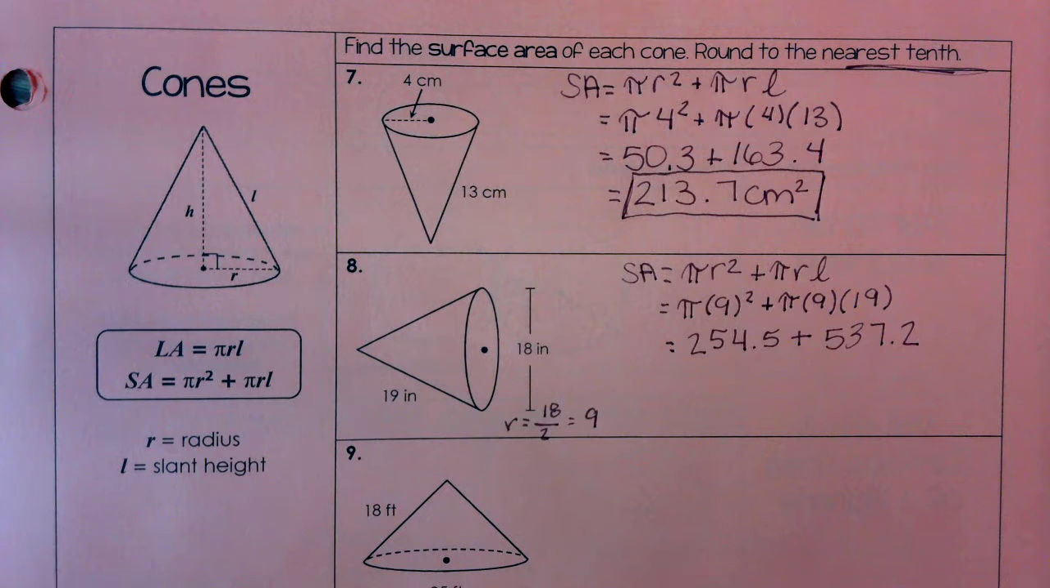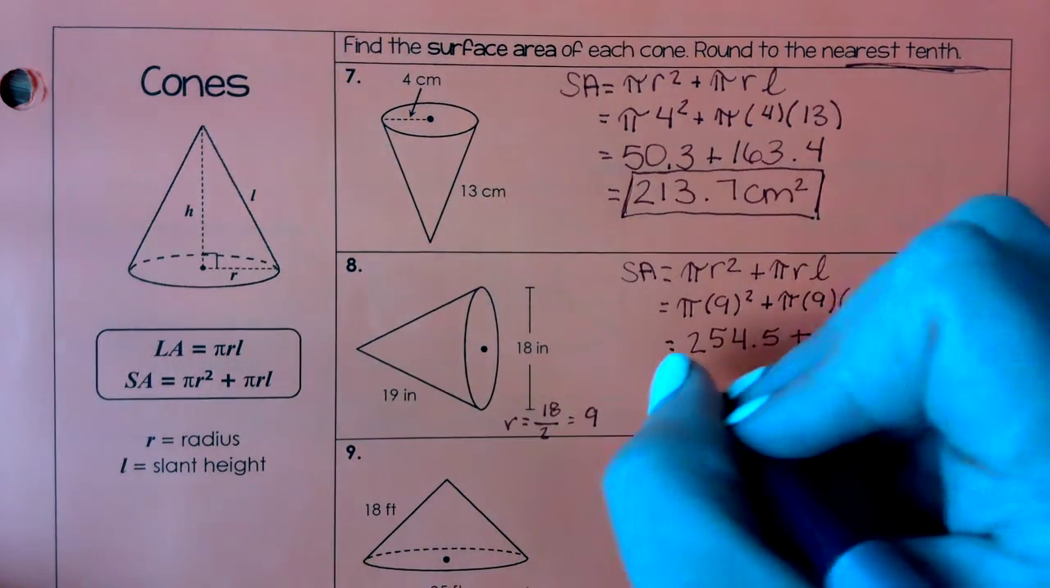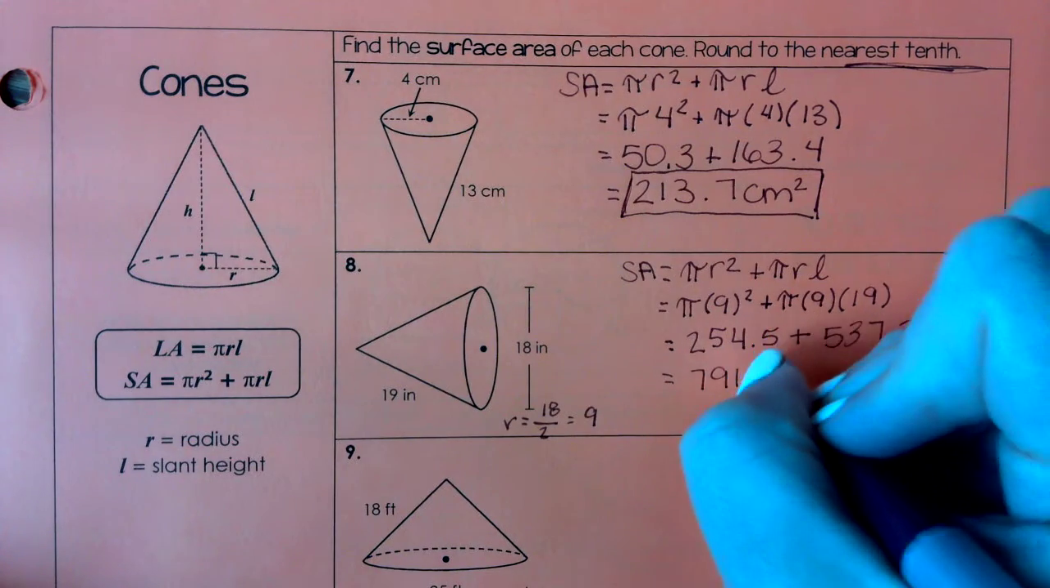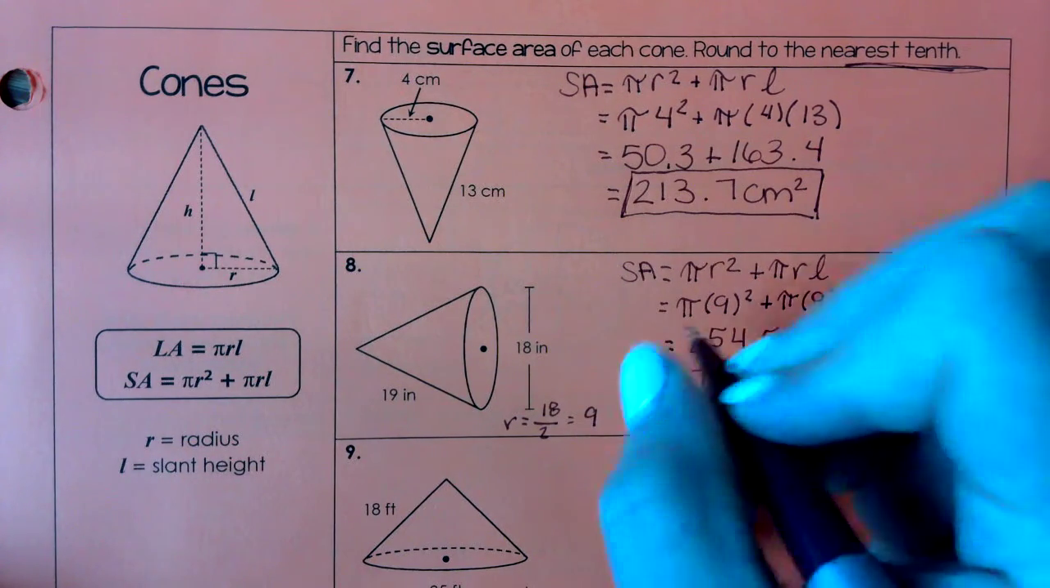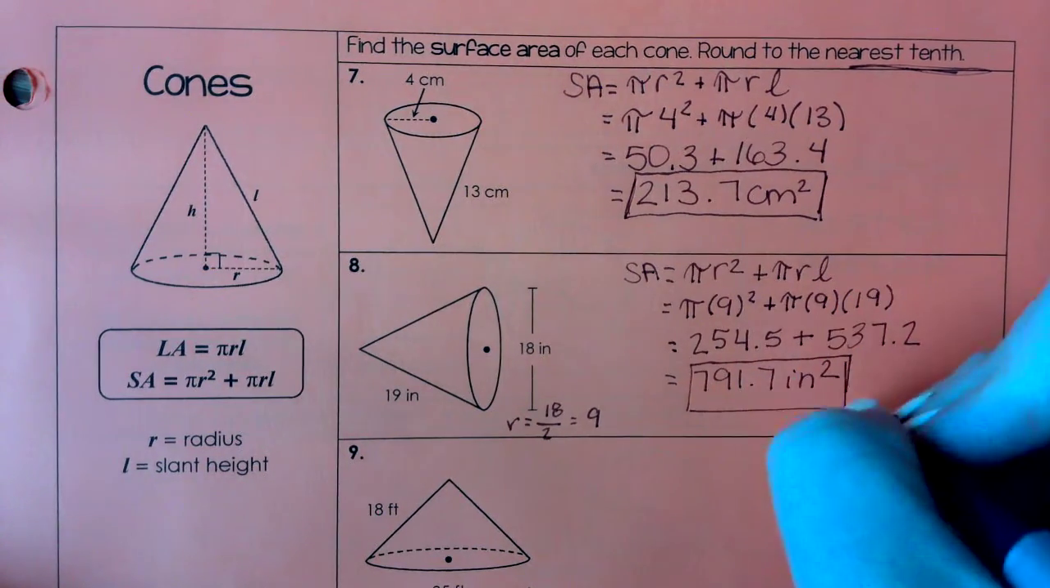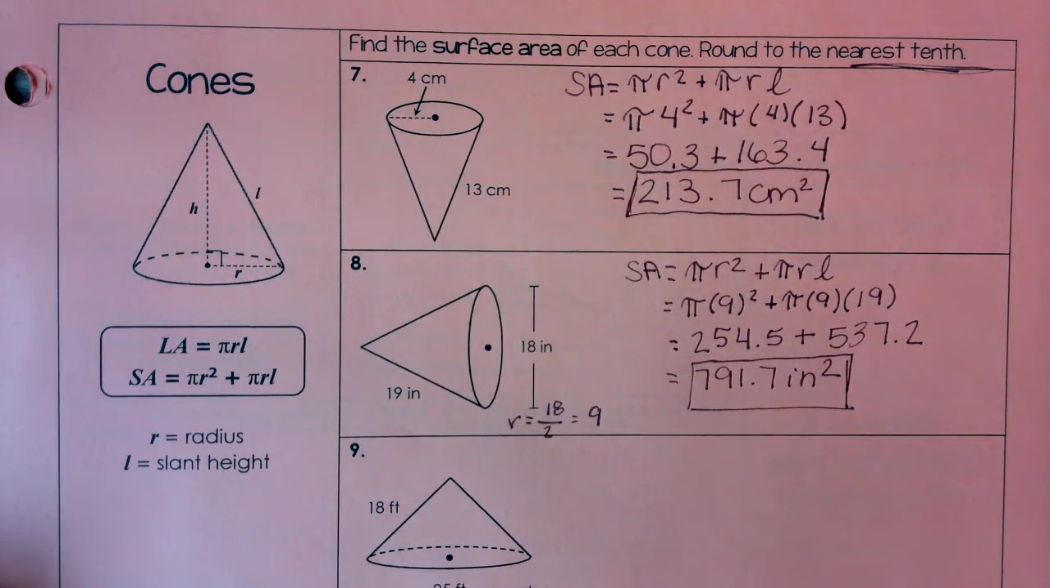And that's going to get me, good, 791.7 inches squared. Cubed is volume, remember, and we're working on surface area. So surface area is how much wrapping paper will it take me to wrap this figure. Volume is how much liquid can I fit inside of it.